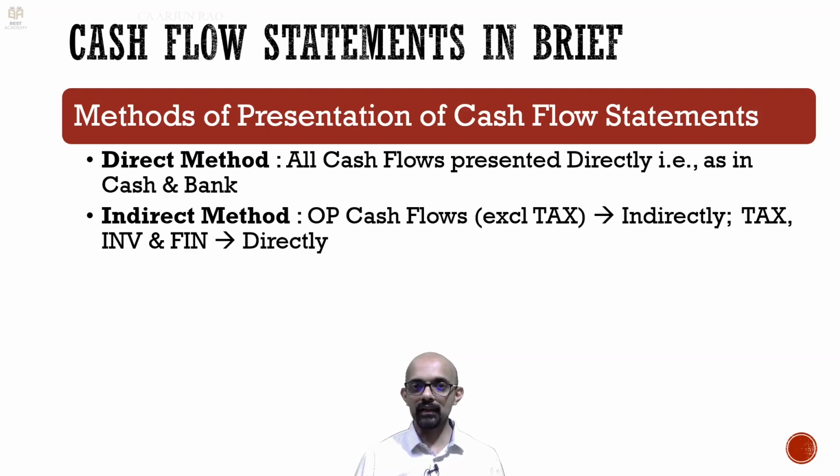In indirect method, certain cash flows are presented indirectly. Which are they? Operating cash flows excluding tax. So, tax is always presented directly even in indirect method. We show tax paid or refund received. Investing and financing are always shown directly even under indirect method. So, the difference between direct and indirect method only relates to the operating cash flows before tax. Only these cash flows are presented indirectly.